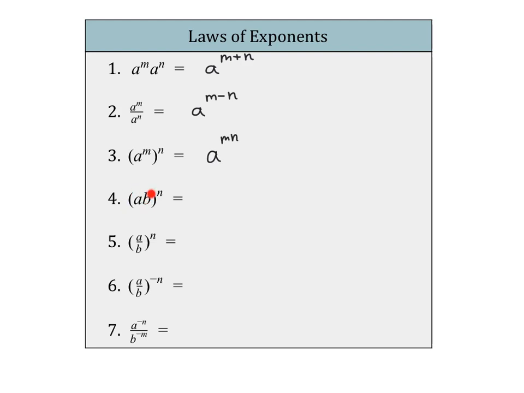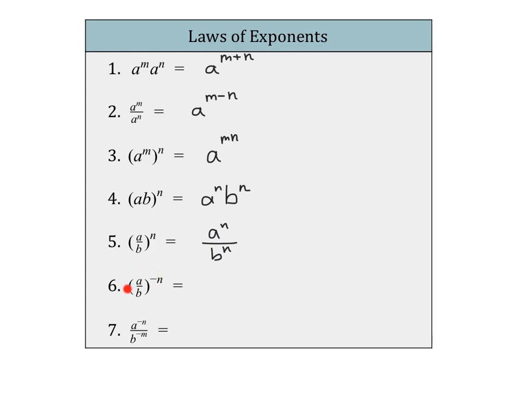If you are raising a product to a power, we actually will raise both numbers or terms to that exponent. So a times b to the power of n is a to the power of n times b to the power of n. Both terms are raised to that power. If you are raising a quotient to a power, same idea. Both parts of your quotient are raised to that power. So you have a to the power of n divided by b to the power of n.